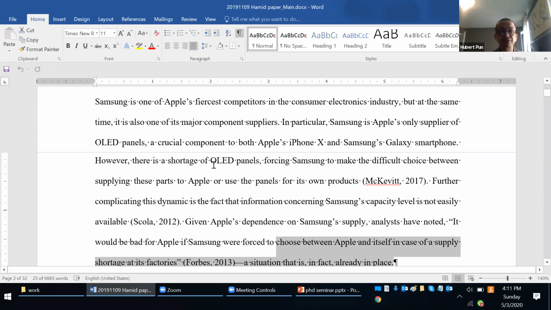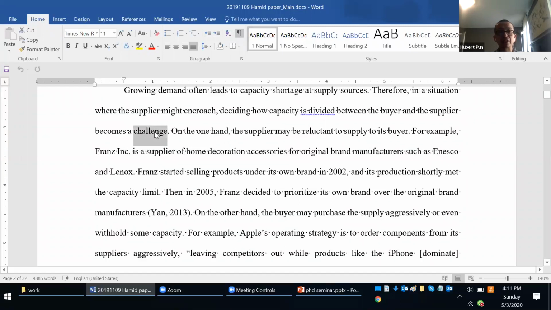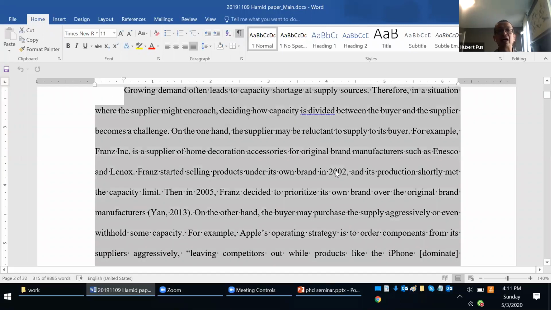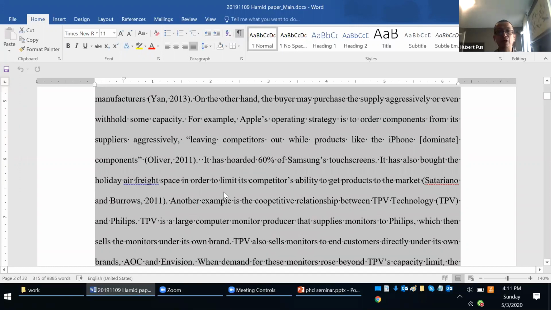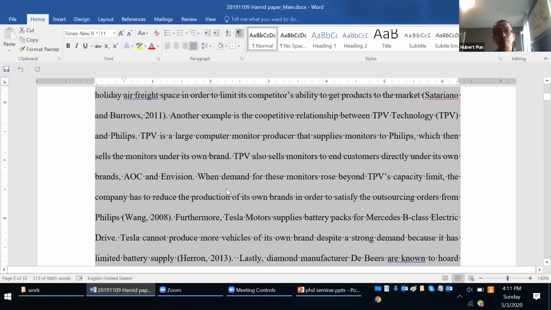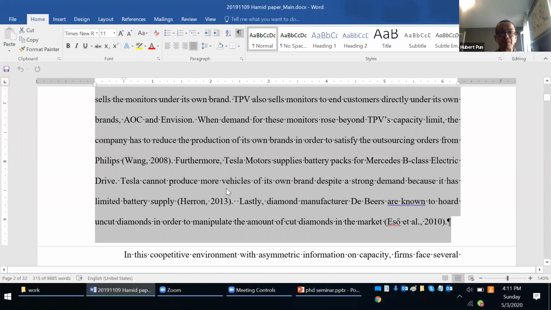So this is the first paragraph. That would let the reader know what the setting of my paper is. Then I provide the second paragraph, providing several additional examples concerning my paper. The motivation is that I have more than one example.